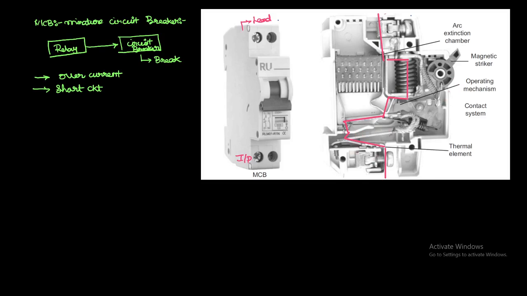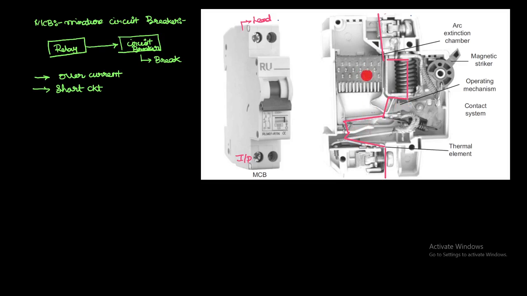What will happen under the short circuit condition? Under short circuit conditions, whenever a very high fault current is flowing, there is a contact with the solenoid, a magnetic solenoid here. So only that contact is going to break here. So during the overload condition, this thermal element will break the circuit. During the short circuit conditions, this contact will be broken by this magnetic solenoid. The magnetic solenoid is going to break the circuit, so that some arc will be there because of this breaking of the circuit.